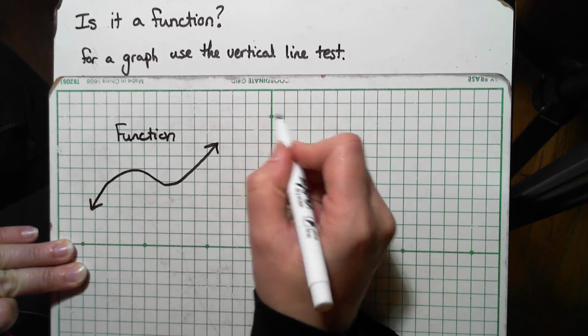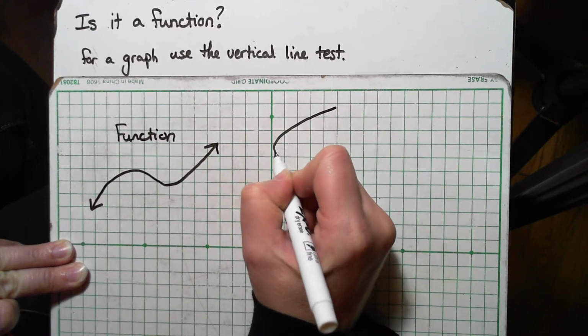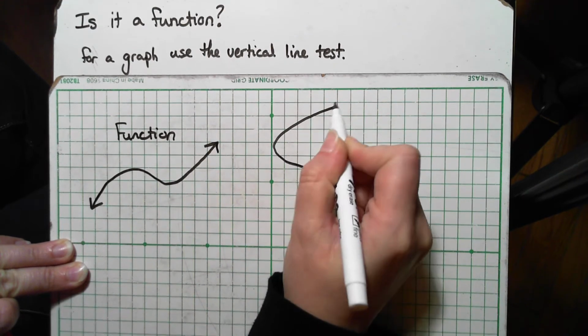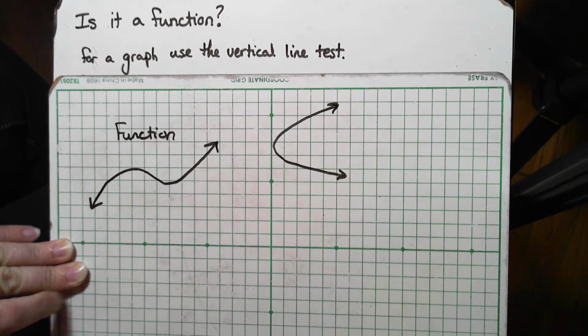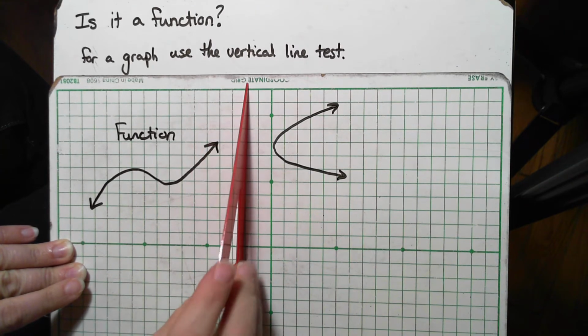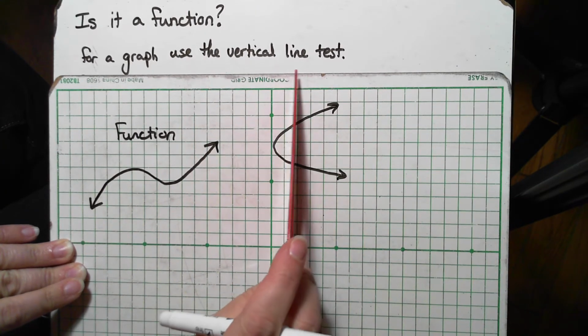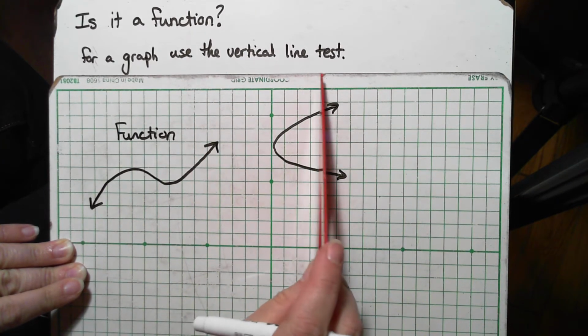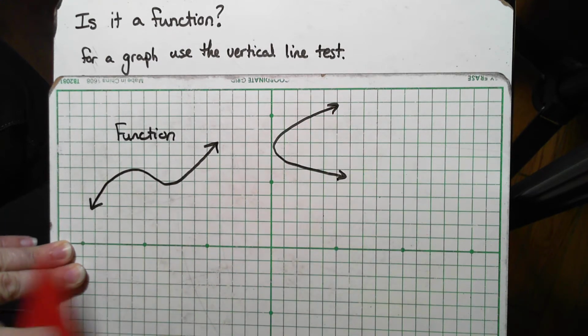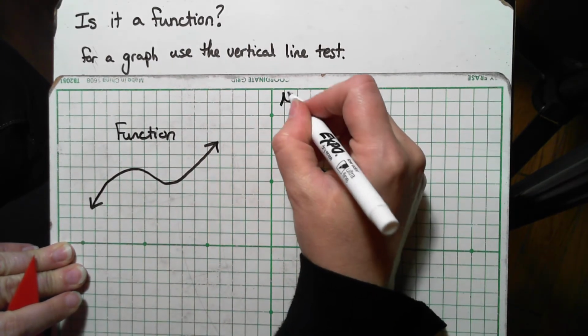Now, if I have a graph like this one, okay, and I take my vertical line and I move it along the graph, there are many places where it's going to touch more than once. Okay, so this one is not a function.